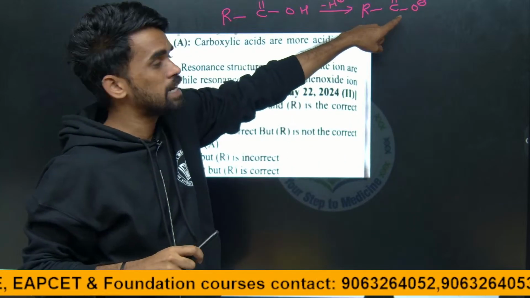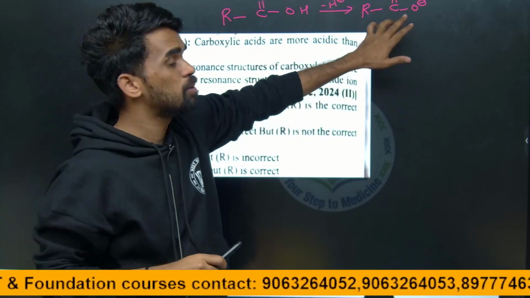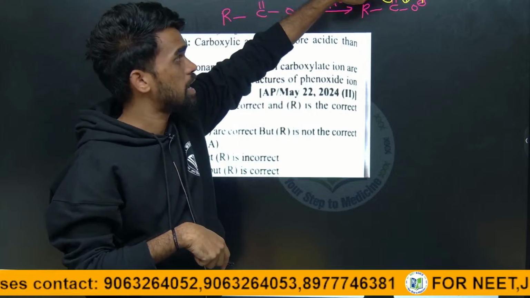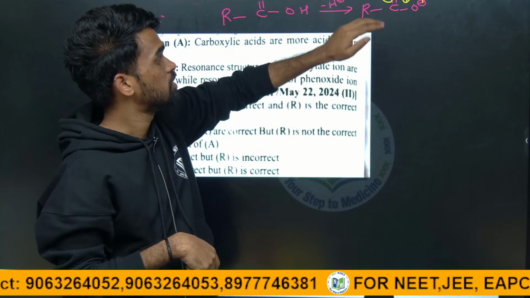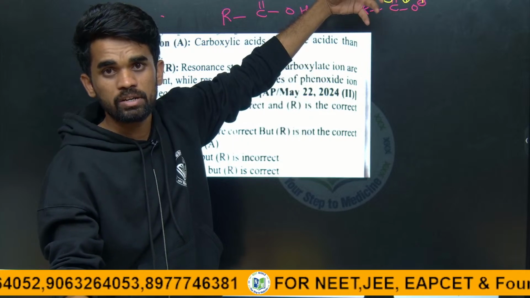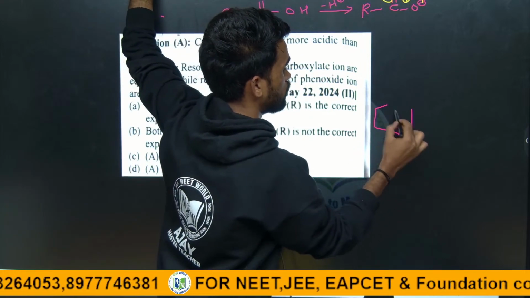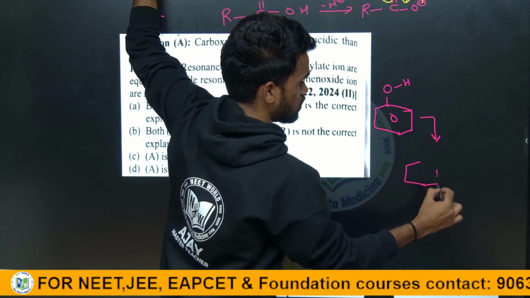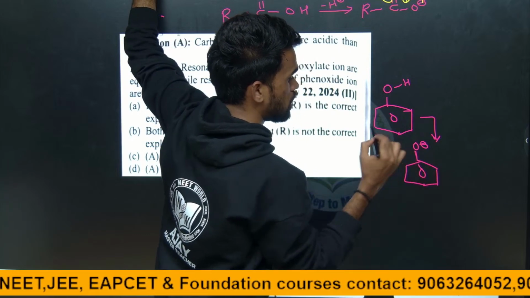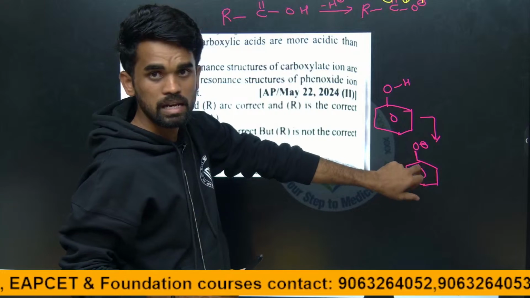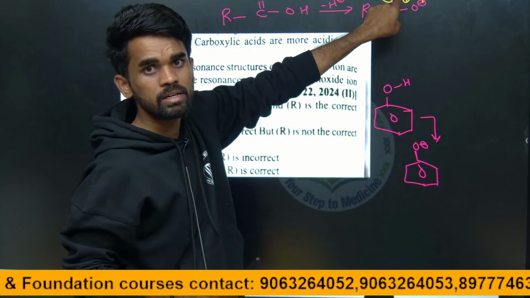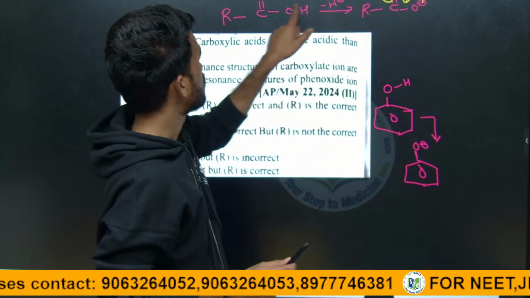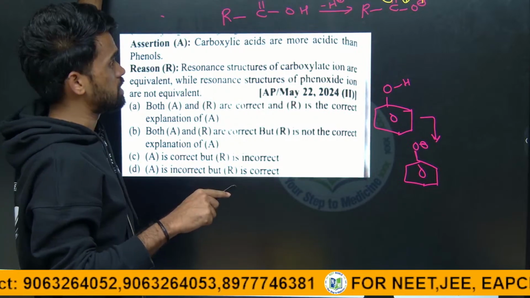So this carboxylate ion will be stabilized by resonance, equivalent conjugation we can say. This carboxylate ion is stabilized by equivalent conjugation, which is more stable than normal resonating forms. Like in phenol, after releasing this H plus, it will form the phenoxide ion. This phenoxide ion has normal conjugation with this phenyl ring. Here it has equivalent conjugation. Equivalent conjugation is more effective than the normal conjugation in the phenoxide ion. Therefore, carboxylic acids are more acidic than phenols.